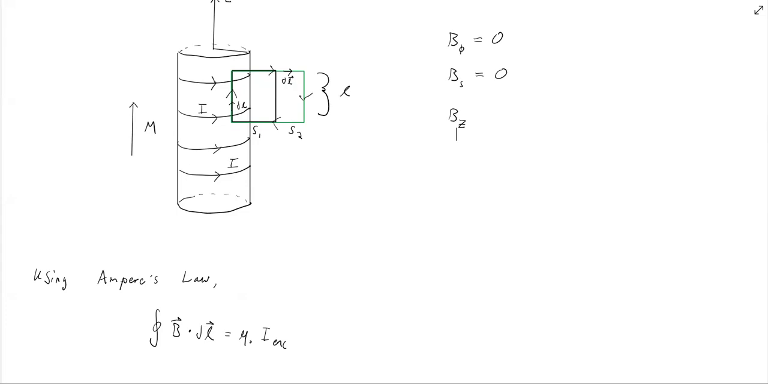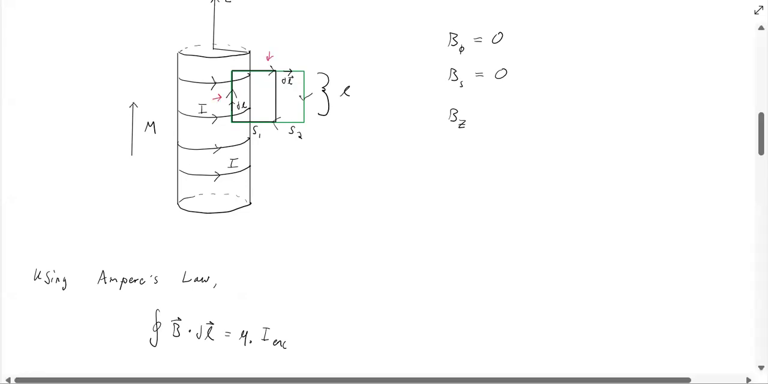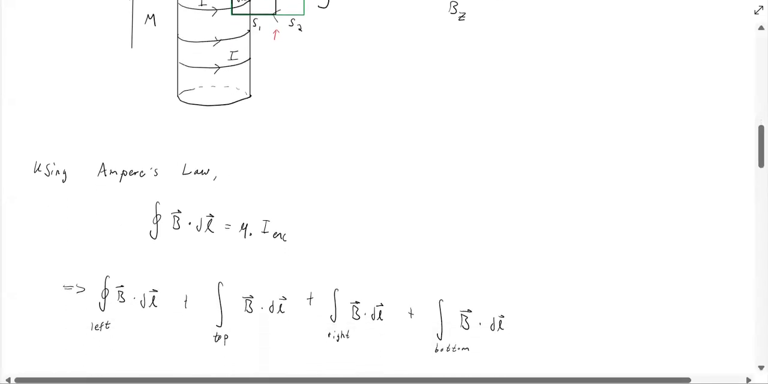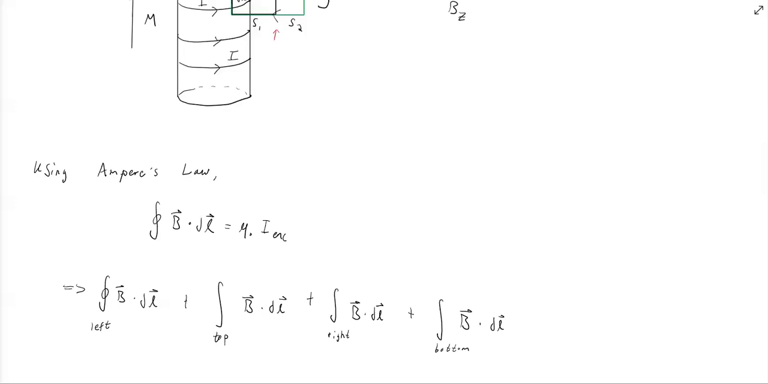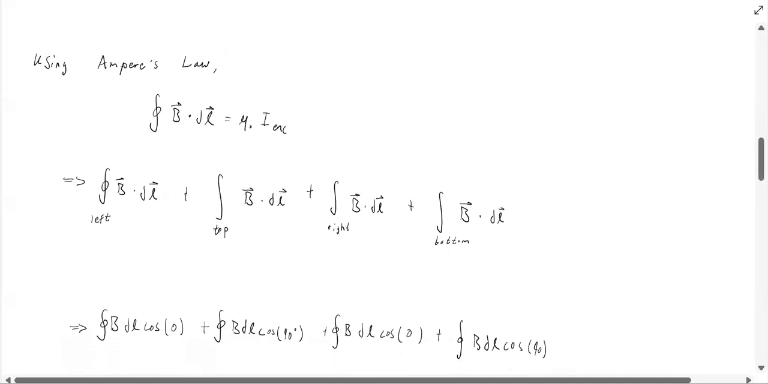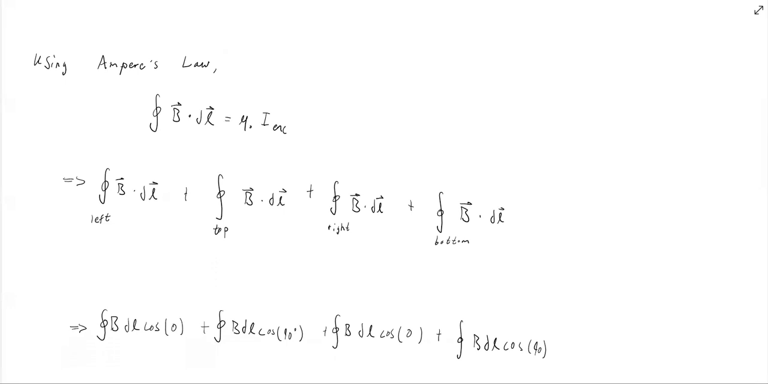And so we have 4 different components for our loop here that we've chosen: this left, top, right, and bottom components to our loop. So we can break our integral into 4 different integrals. And so here, using the definition of the dot product, we can say that our integrals will be the magnitude of the magnetic field times dl cosine of the angle between them.